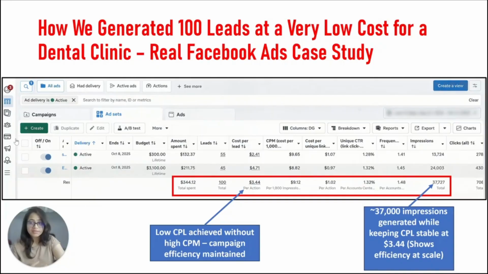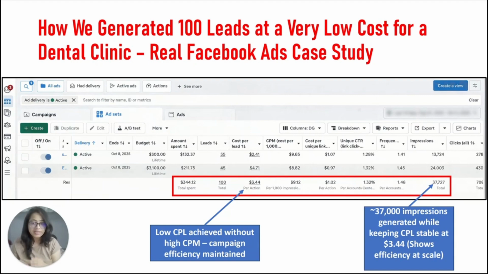Now the next metric is CTR, which is click-through rate, and here we got 1.32% CTR, which is considered good or healthy. It also shows that the audience is engaging with the ad at a solid rate. They are not ignoring the ads. Finally, we have frequency, which is 1.48, and that is ideal. It tells us people are not seeing the ads repetitively or too many times, but you are actually reaching a fresh audience. So that's all about the key metrics and overall results of this campaign.